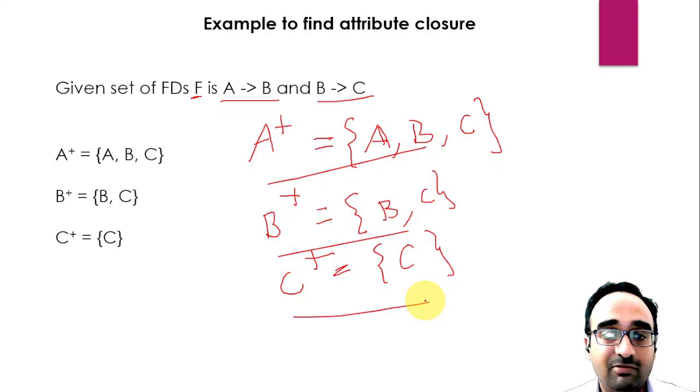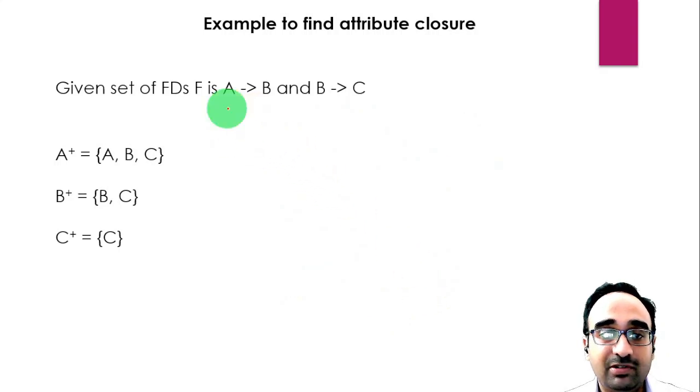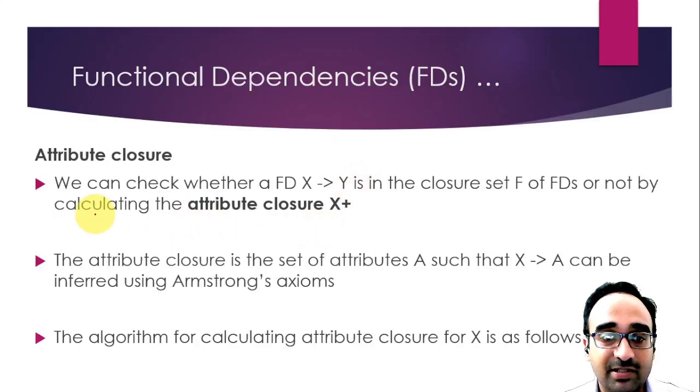Okay, now how is this helpful? For example, you are given this set of FDs A to B, B to C, you are already given them. Okay, now they are asking to find whether A to C belongs to this set or not. Is this FD implied by this set or not? How can you say? Okay, so this is what I was discussing here.